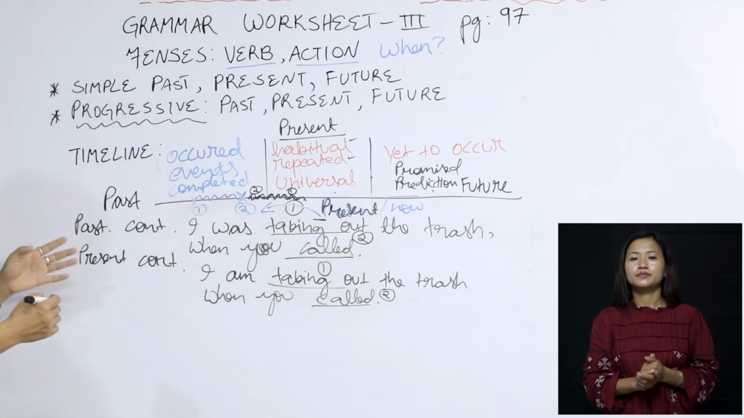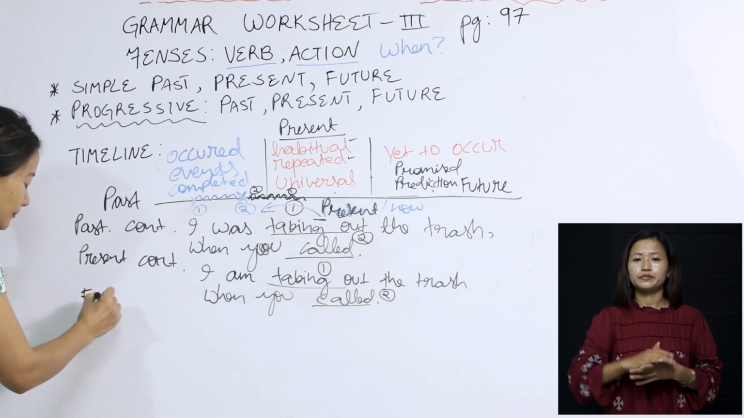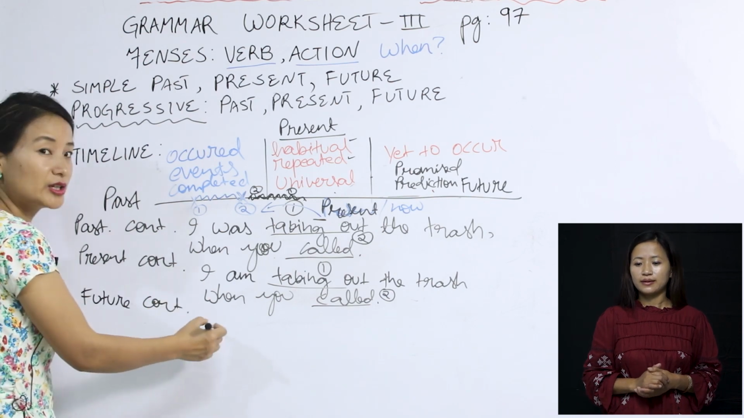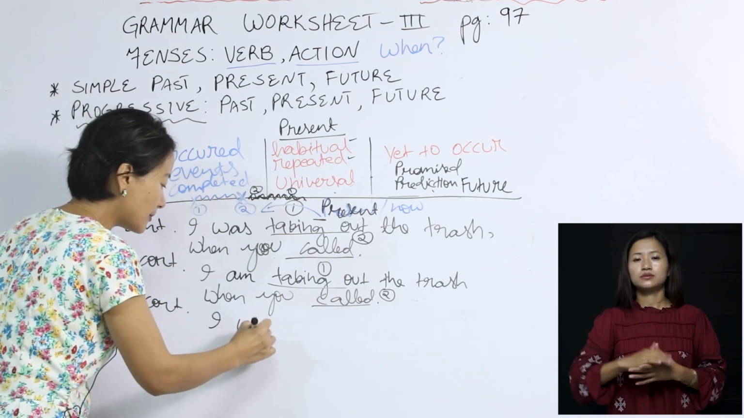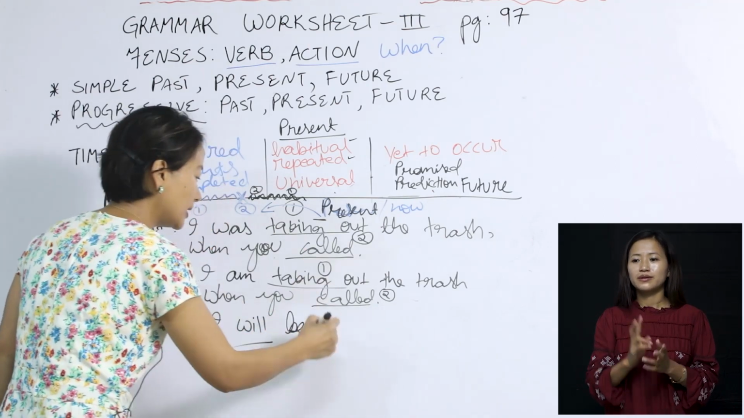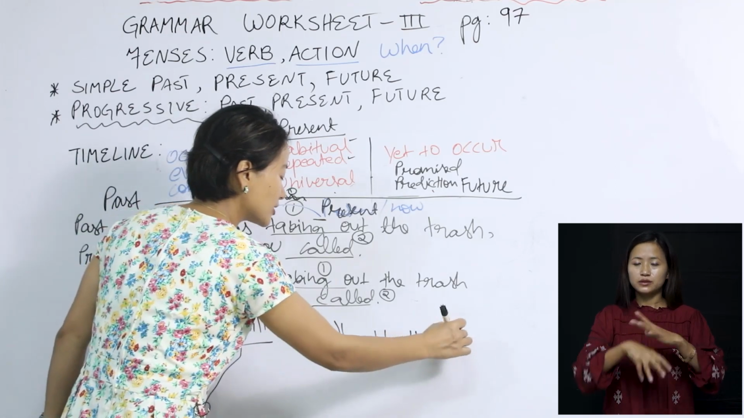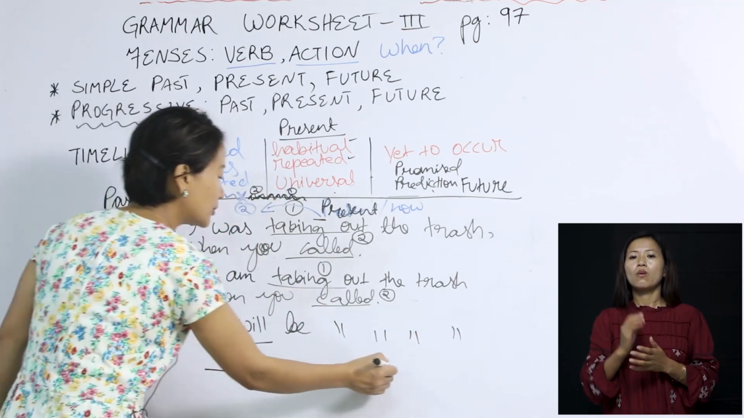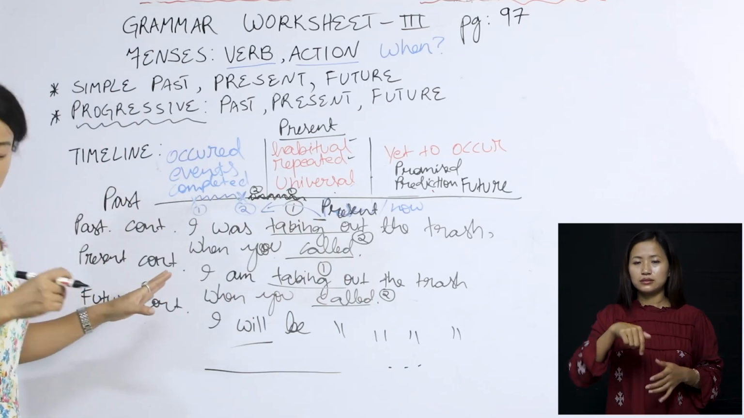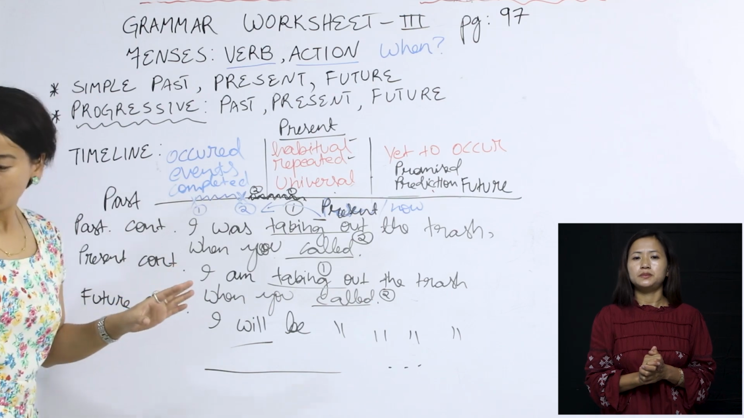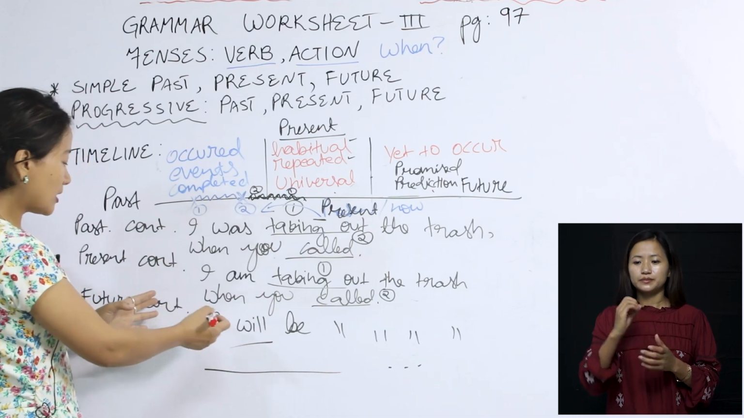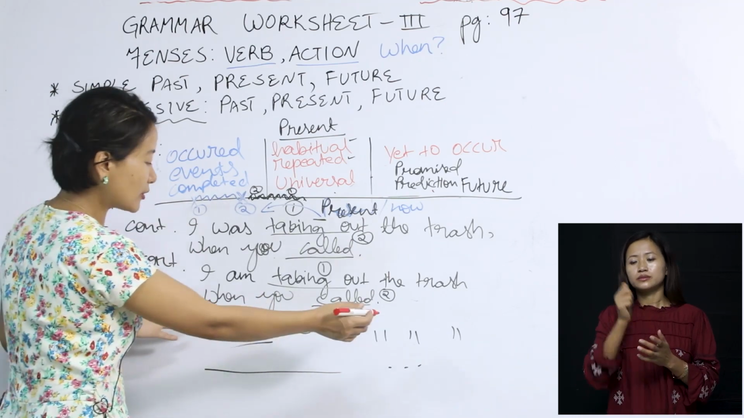Now, let's take a look at the future continuous. So in future continuous, remember we will be having this. I will, then we have the be verb, be, taking out the trash when you called. Let's put it in that way. Now, in this case here, let me put another color here. In this case here, when you called, I will be taking out the trash when you called.